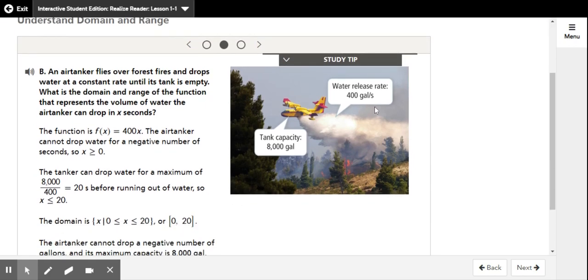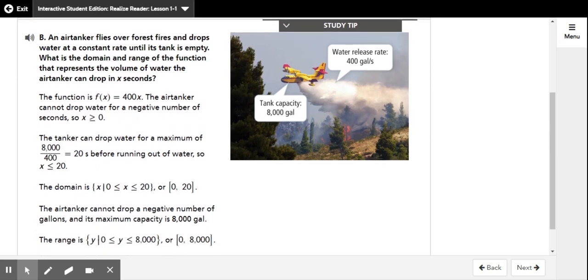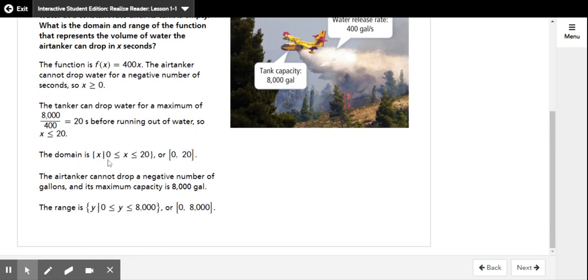If it can do 400 gallons per second and it's got 8,000 gallons in there, divide it, right? 8,000 divided by 400 is 20. So it would take 20 seconds for it to empty, right? The domain then would be 0 to 20 because after 20 seconds, it's going to be empty. The range in terms of how much water's in the plane would be 0 to 8,000, right? 8,000 is the maximum because that's the maximum it can hold. 0 is the minimum because you can't have less than none of it, right? You can't have a negative amount of water, okay?